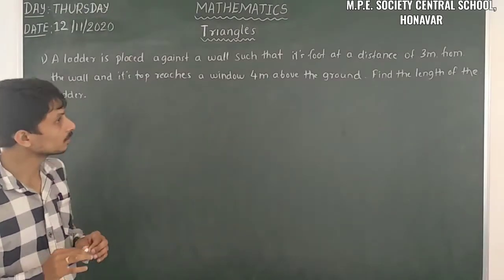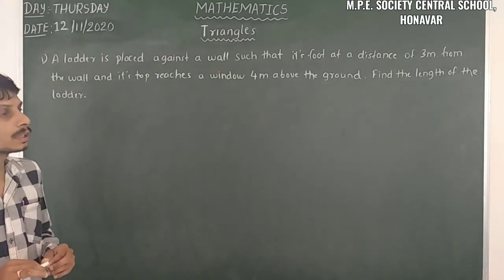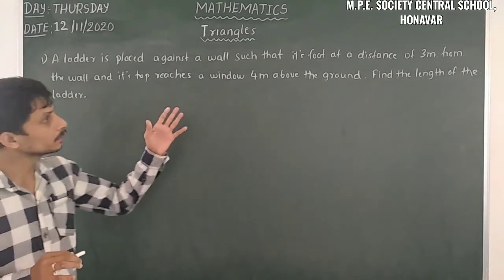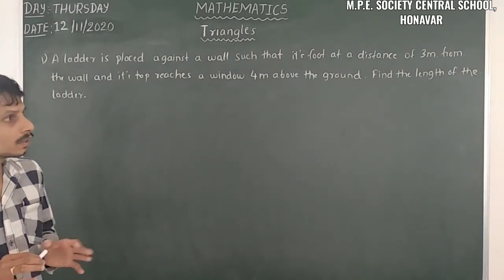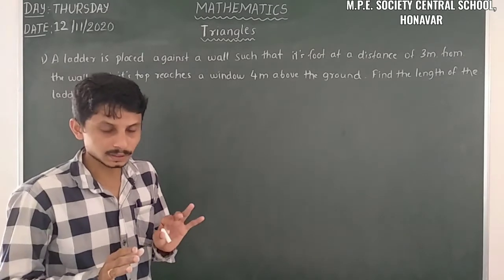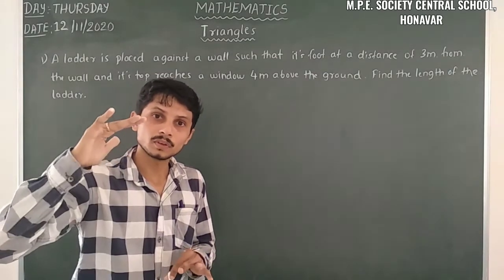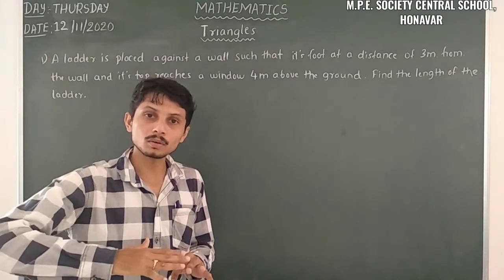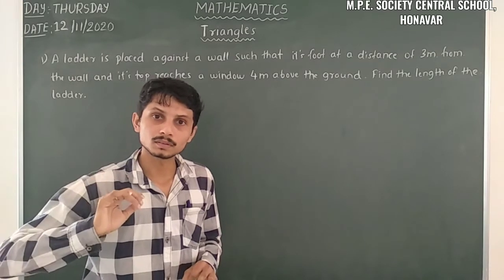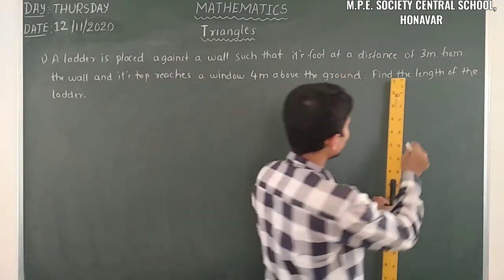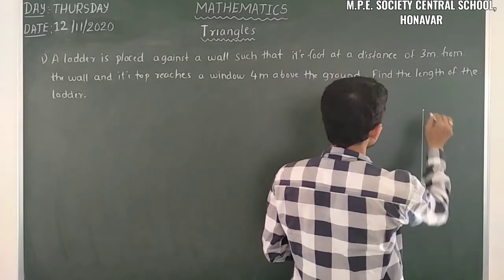Let us take the first problem. A ladder is placed against a wall such that its foot is at a distance of 3 meters from the wall, and its top reaches a window 4 meters above the ground. Find the length of the ladder. This is a real situation. A wall is there, and from the ground up to 4 meters we have a window. I will write the wall here, and at this point we have a window.